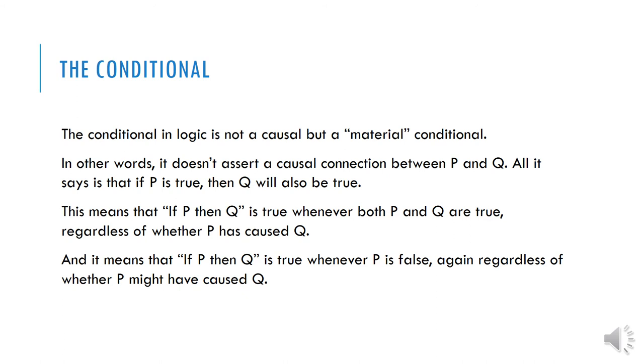This means that the statement, if P, then Q, is true whenever both P and Q are true, regardless of whether P has caused Q or not. And that if P, then Q, is true whenever P is false, again, regardless of whether P might have caused Q.